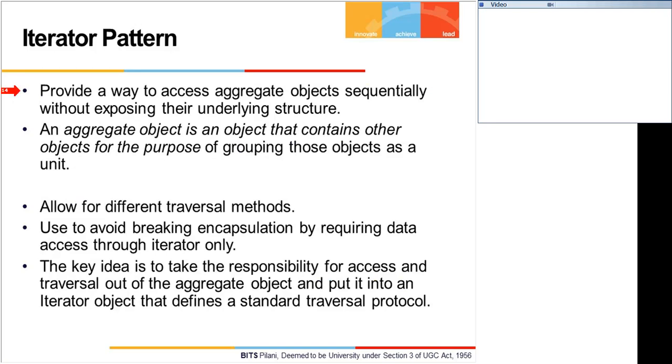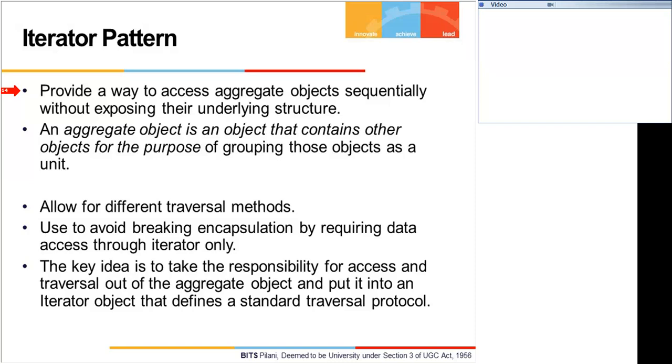So this iterator pattern, exposing their underlying structure, right? What is an aggregate object? An aggregate object is an object that contains other objects for the purpose of grouping those objects in a unit. An array, for example, is an aggregate object. A list is an aggregate object. A hash table is an aggregate object. A collection is an aggregate object. So an object that aggregates within itself objects of the same kind is called an aggregate object.